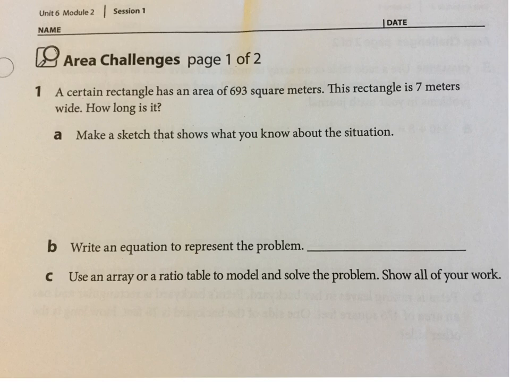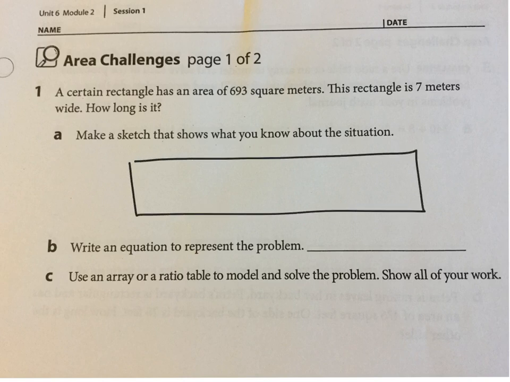So, what we know is that there's a rectangle and it has an area of 693 square meters. And we also know that the width is 7 meters. And so what we're trying to figure out is this dimension right there, the length.